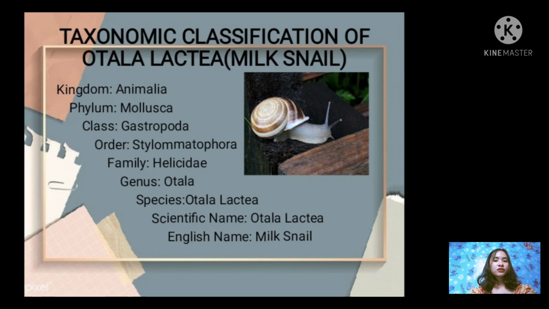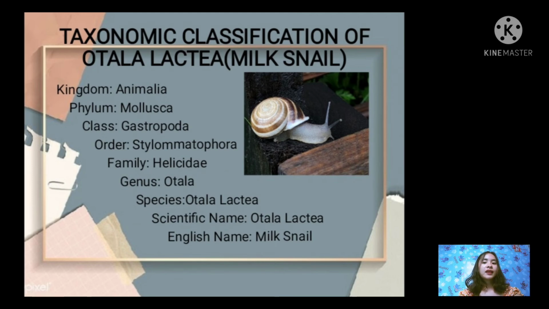Taxonomic classification of Otala lactea, or the milk snail. The kingdom is Animalia. The phylum is Mollusca. The class is Gastropoda. The order is Stylomatophora. The family is Helicidae. The genus is Otala. The species is Otala lactea. Scientific name is Otala lactea. The English name is milk snail.